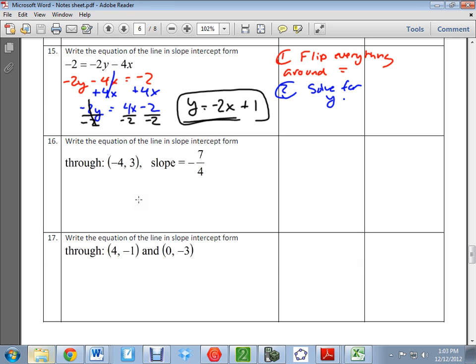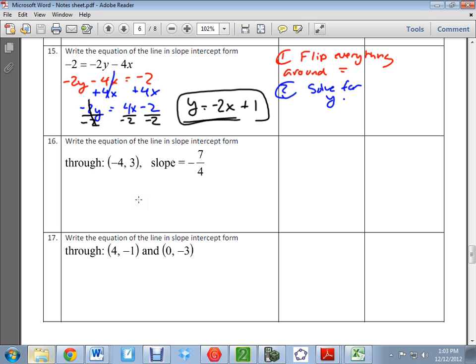Is that what you got? Okay. Any questions on that problem? Okay, that is how slope-intercept form is done.